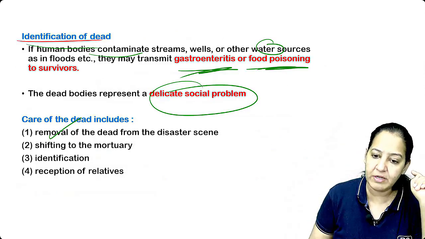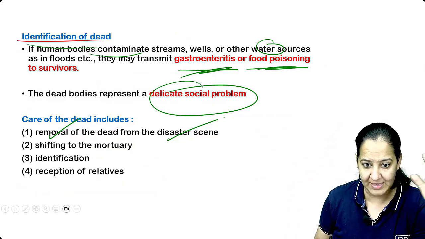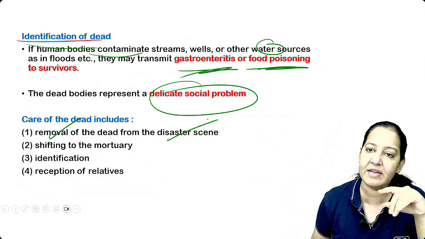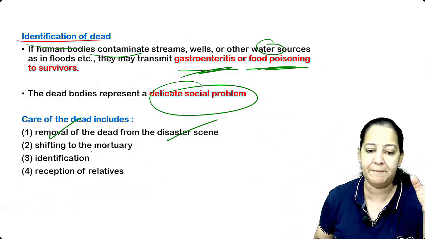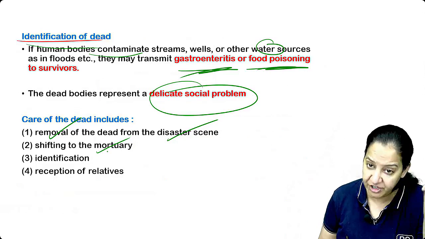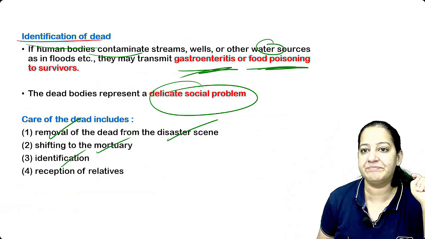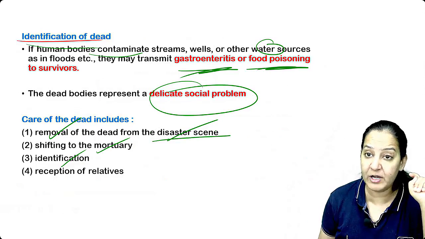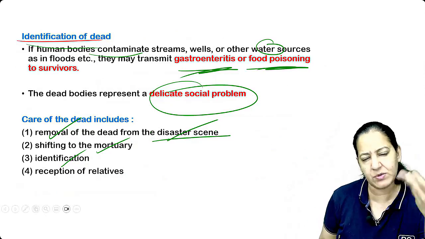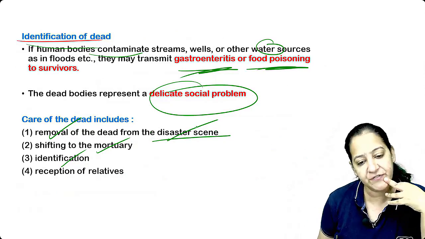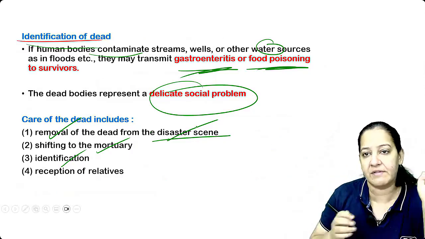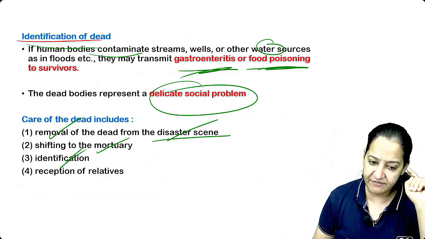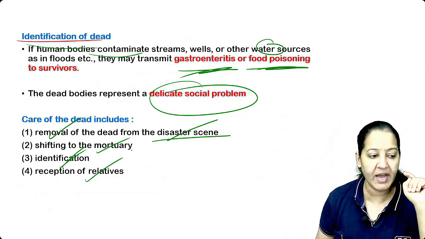So first remove the dead body from the disaster scene. Remove them as soon as possible. Otherwise, once they contaminate, everything is gone. Shift them to the mortuary. After shifting them to the mortuary, then try to identify them. Don't try to identify on the field only. They can contaminate the water. Remove them from the field, shift them to the mortuary, which is far away from the survivors, and identify them and then inform the relatives.